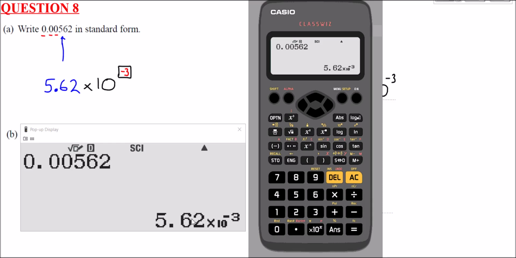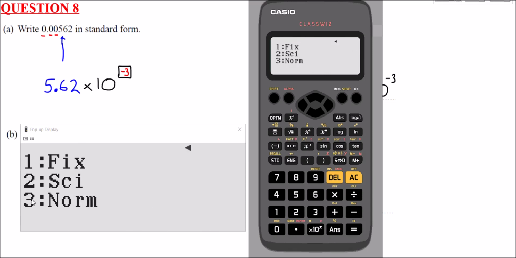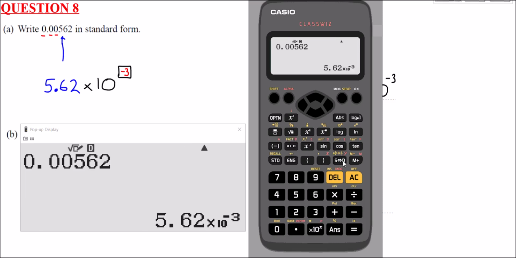Now, if you want to get back to the normal mode on the calculator, I'll show you how to do that now. Again, press Shift Menu, number format, option 3, press number 3 for norm. You can now press either 1 or 2. I think the easiest way is option 2. It's a matter of preference. Press option 2, and then you're back to normal mode.